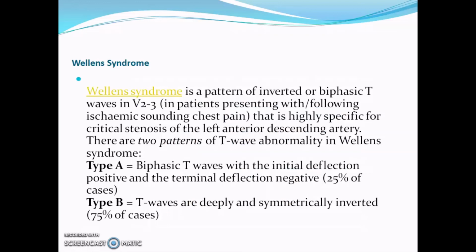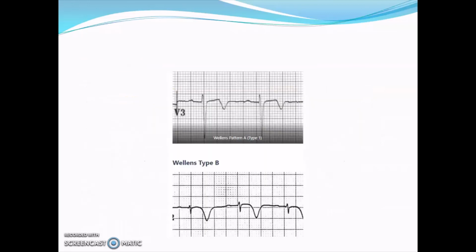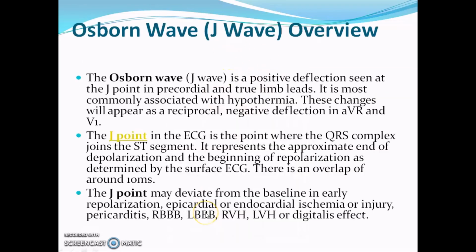Now, what do you mean by Wellen syndrome? In Wellen syndrome, when there is a critical stenosis of the LAD, there is a T wave inversion in V1 to V3 or biphasic T waves in V2 to V3. So this is called Wellen syndrome. In type A, biphasic T waves. In type B, it is only inversion. This is type A, and this is type B.